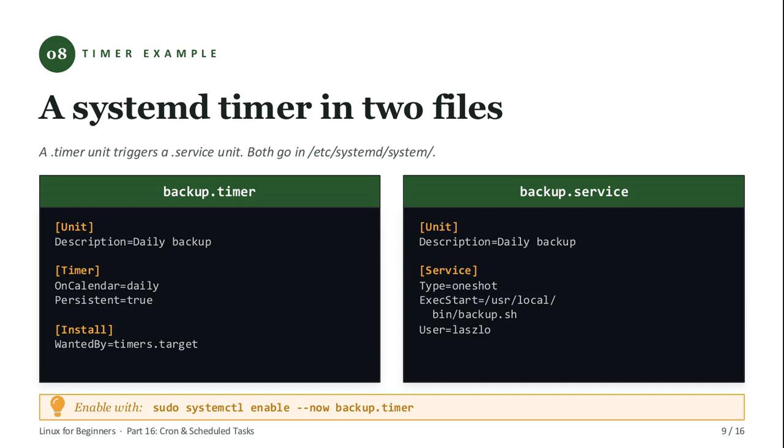On calendar daily, with persistent true, so a missed run gets caught up after a reboot. The service file says what? Run /usr/local/bin/backup.sh once as user Laszlo. One command to enable both, and you're done. We'll spend the rest of this lesson on cron, but now you know the alternative isn't scary. Just a bit more verbose.